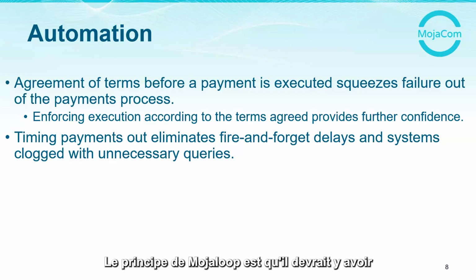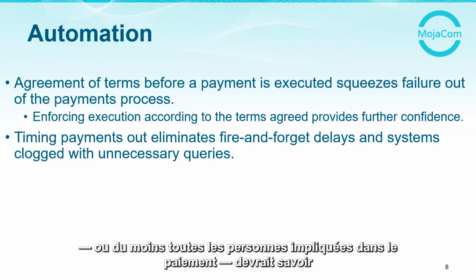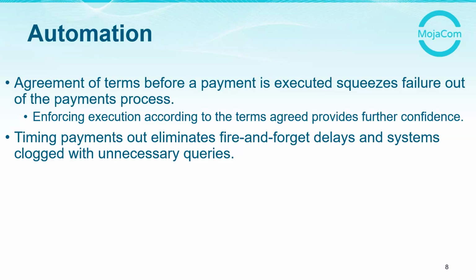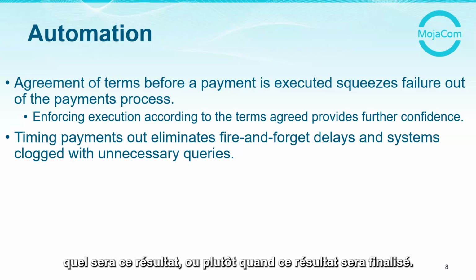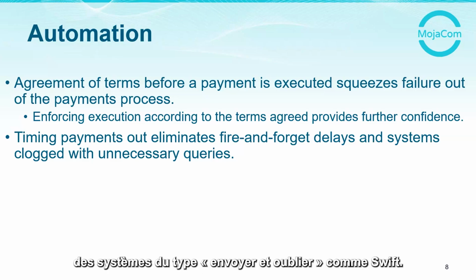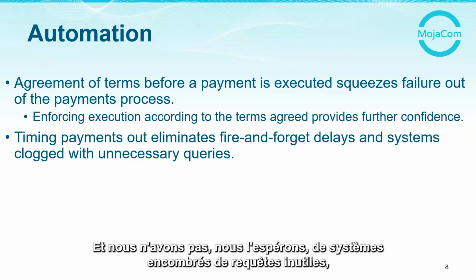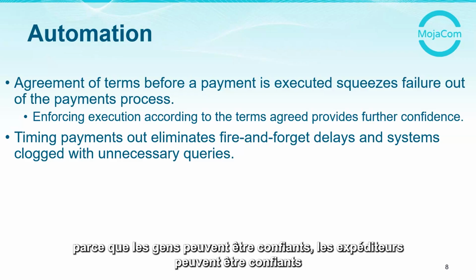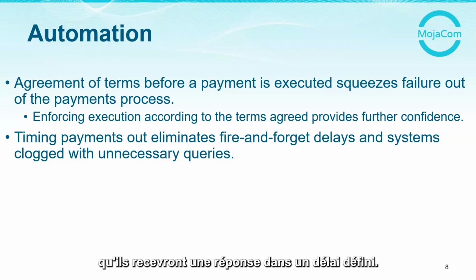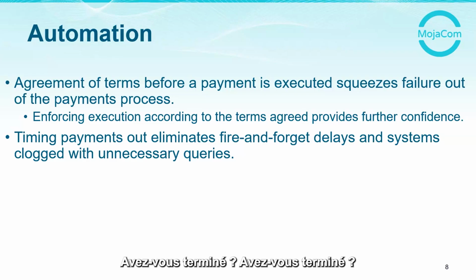The MojaLoop principle is that there should be a deterministic outcome for a payment, and that everybody involved with the payment should know what that outcome is going to be, when that outcome is going to be finalized. So that means we don't have the delays from fire and forget systems like SWIFT, and we don't have systems, we hope, which are clogged with unnecessary queries, because senders can be confident that they will get a response within a defined time. They don't have to keep asking, have you finished yet? Have you finished yet?